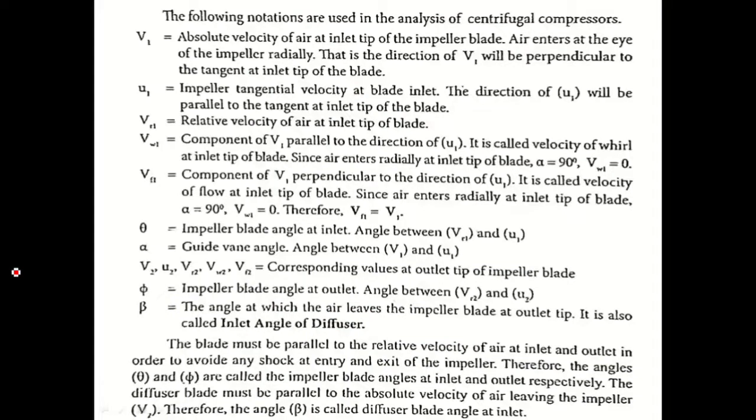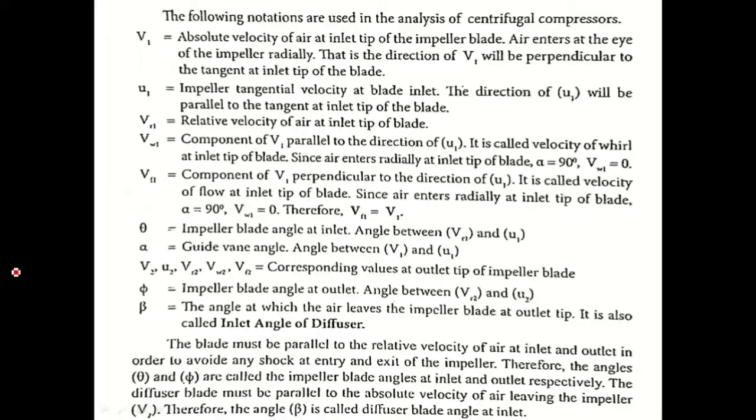So the following notations are used in the analysis of centrifugal compressor. V1 is the absolute velocity of air at inlet tip of the impeller blade. U1 is the impeller tangential velocity at blade inlet, and VR1 is the relative velocity of air at inlet tip of blade. Vw1 is the component of V1, the absolute velocity of air at inlet, parallel to the direction of U1. It is called the velocity of whirl at inlet tip of blade.